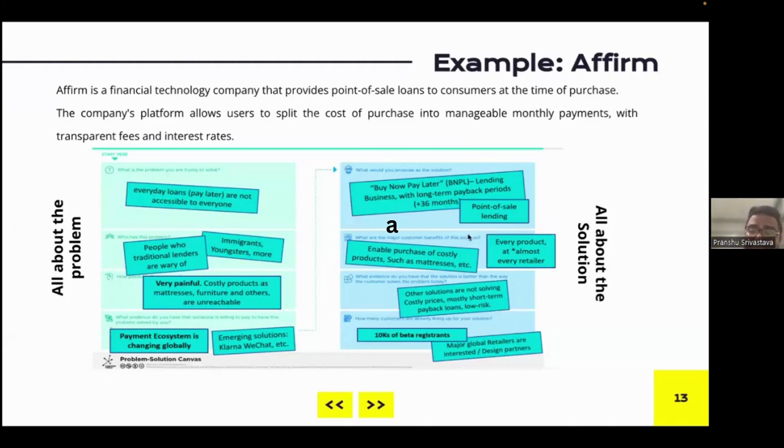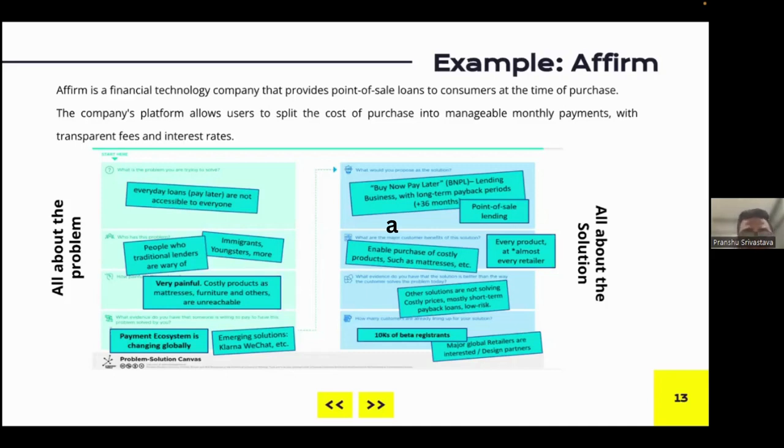What are the major customer benefits? The first benefit is that the customer now has accessibility to credit. It's not actually credit, but the customer can now enable purchase of costly products at almost every retailer. If all the retailers have installed this same POS machine, the opportunity size for the customer is so big. The customer will immediately do a transaction and convert it into EMIs, so the number of transactions would also increase. The customer's life is also smooth.